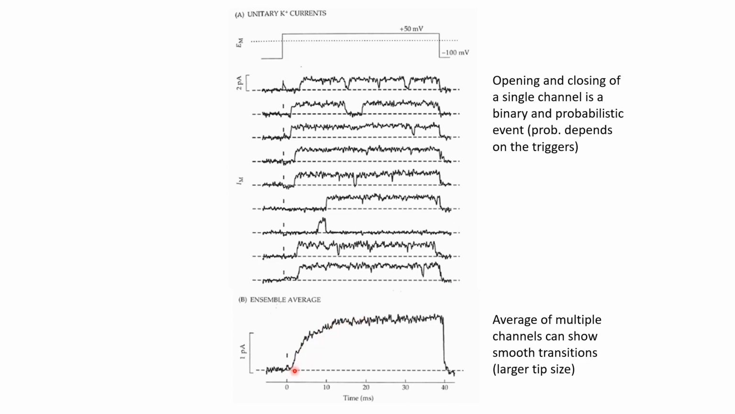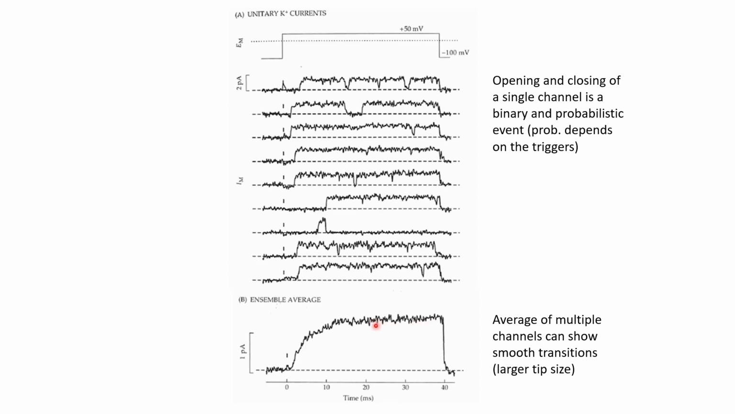So in the beginning the probability of opening is small, so only a few channels can be open, and after a few milliseconds the probability of opening is increased, so now more channels can be open. But any given channel will only be either fully closed or fully open, not partially open.